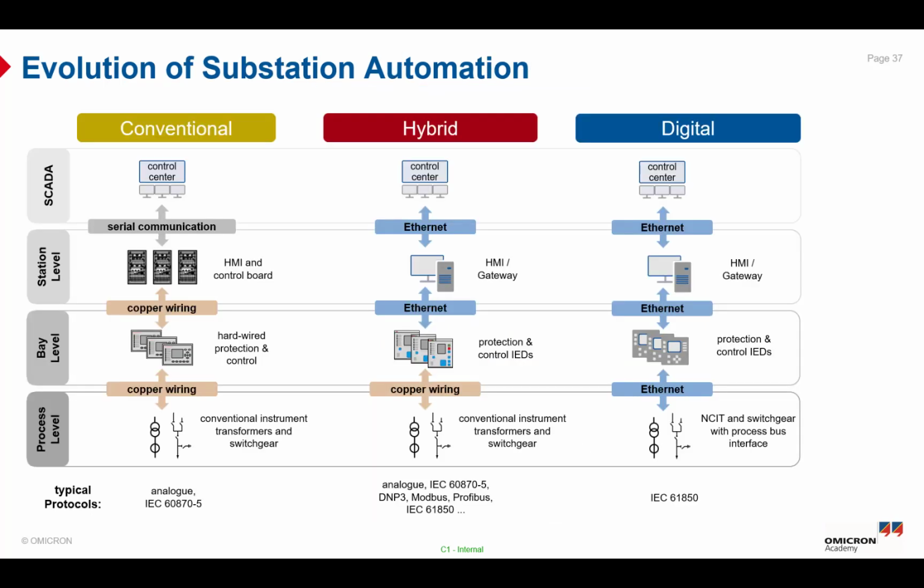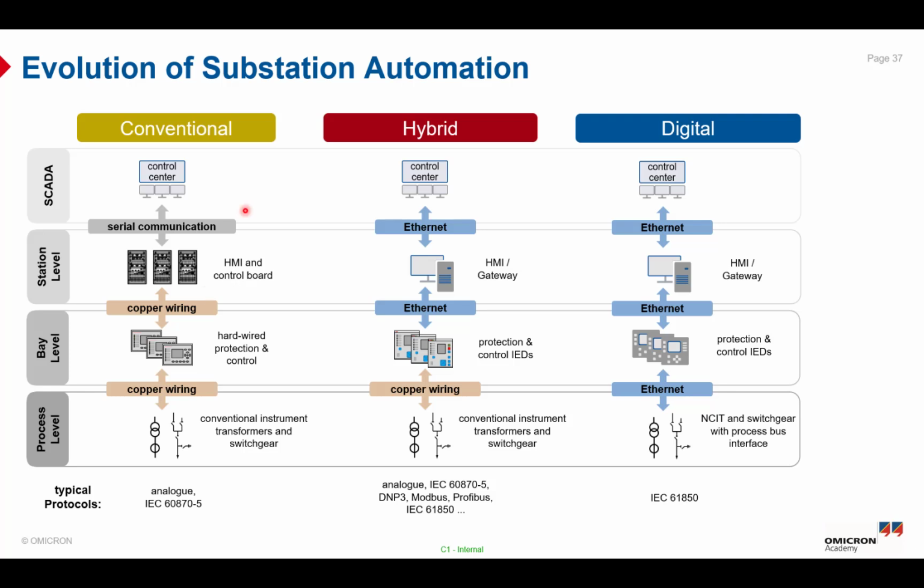And here is the evolution of the substation automation and a comparison between the conventional, the hybrid, and the digital substation from the point of view of all levels. So as you can see here in the process level, in the conventional substation, we have the CT and the VT, which is a conventional instrument transformer, and the conventional switchgear. In the bay level, we have the hardwired protection and control. And in the station level, we have the HMI and control board, and the SCADA level, which is represented by the control center.